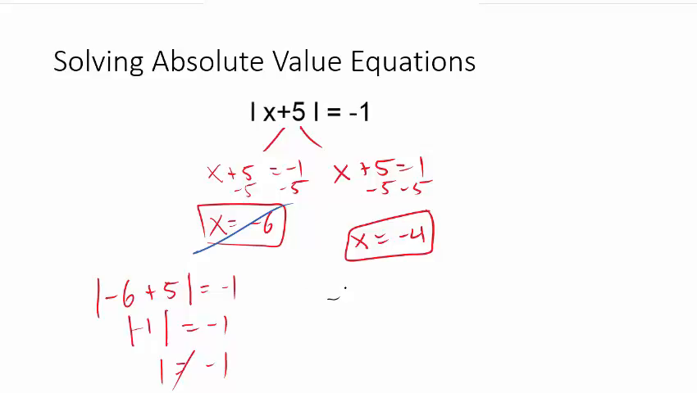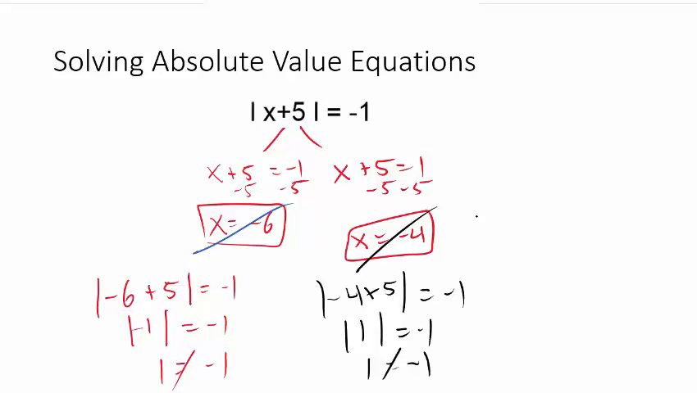Let's check the other one. The absolute value of negative 4 plus 5 is equal to negative 1. We'll add these two. That gives me 1 when I add those two. And then the absolute value of 1 is still positive 1. This one actually doesn't work either, so we know that this solution doesn't work.